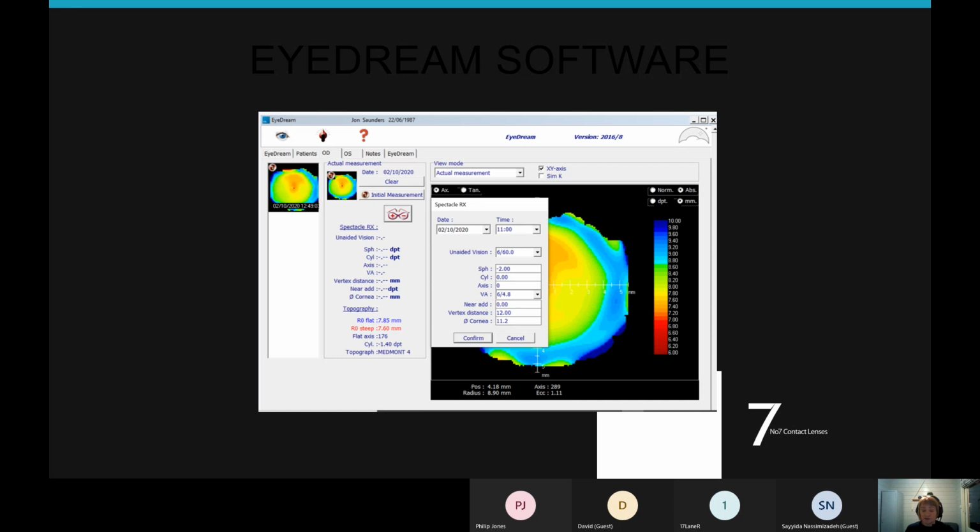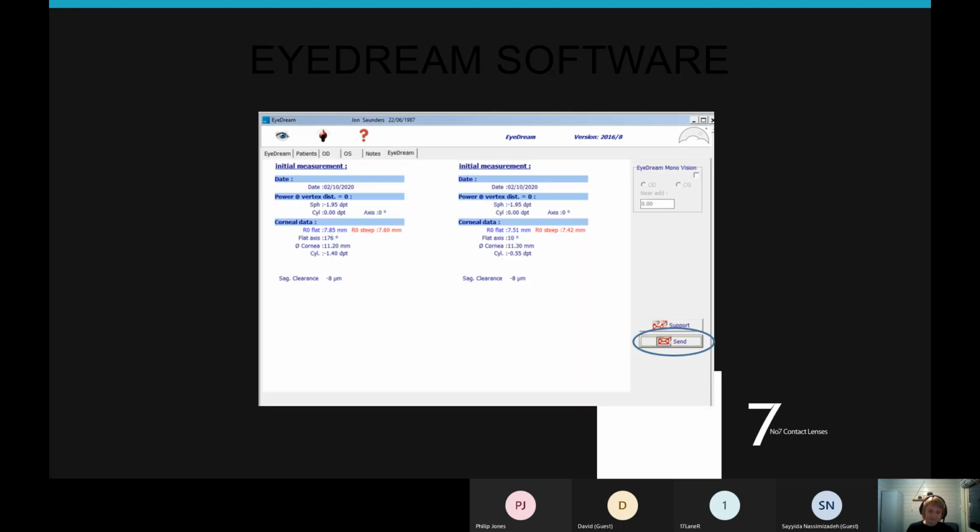Most topography softwares will allow you to accurately measure your corneal diameter in the topography software. It's much more accurate than wobbling a ruler around a patient, so use that if you can, but if not, a measurement with a ruler will have to do. And then you click on confirm and you repeat for the left eye.